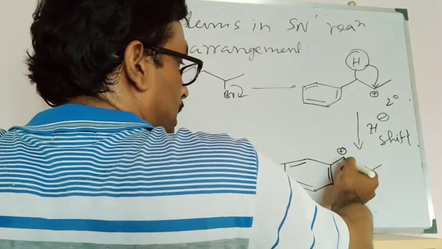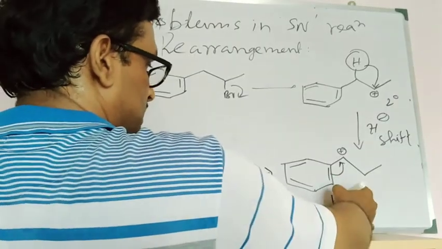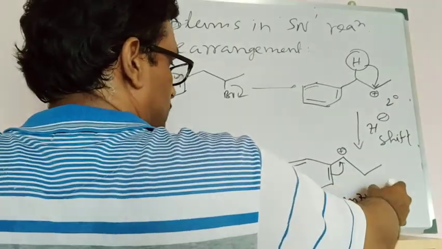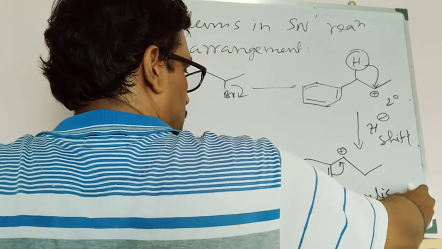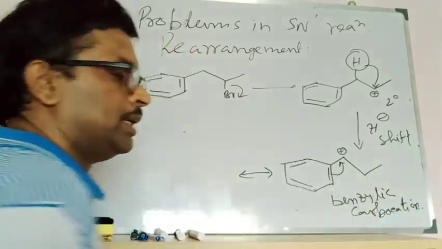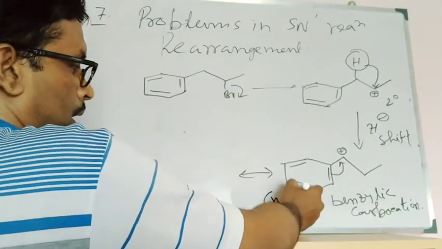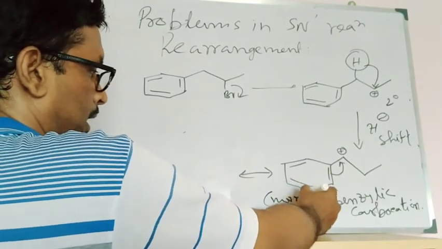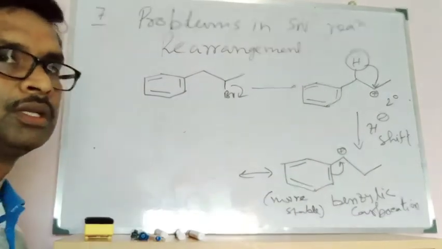Yes or no? Clearly, this one is now stabilized by the benzene ring. This one is called the benzylic carbocation. Yes or no? This is called the benzylic carbocation. It will be more stable. Yes or no? The resonance is possible here, so it is more stable. So the product will correspond to this one.